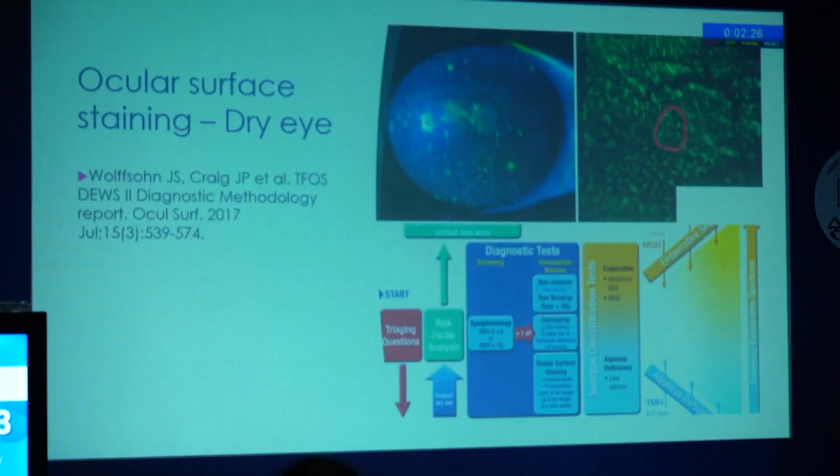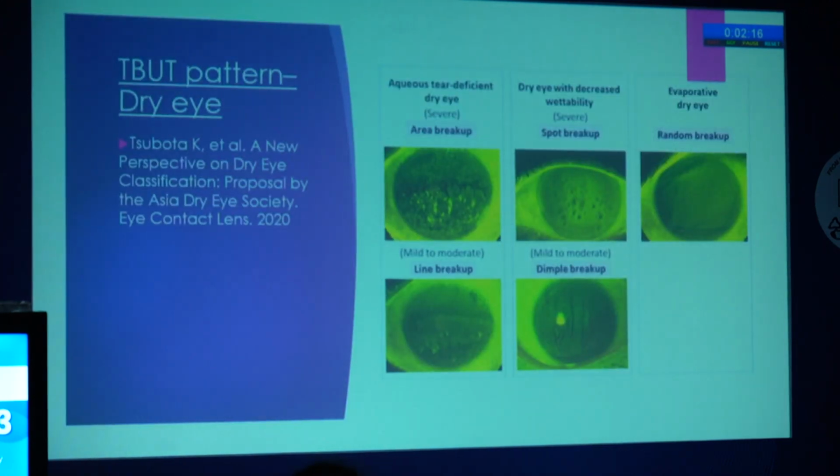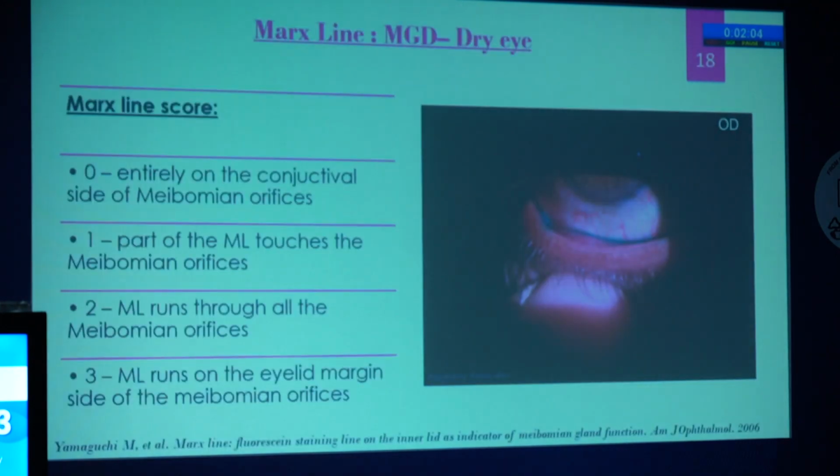Then there are various applications. We all know that dry eye diagnosis talks about having more than 5 corneal stains and more than 9 conjunctival stains as one of the diagnostic steps. There are different grading patterns, and this has been recommended by the AIOC Society of Dry Eye, and it talks about different patterns of tear breakup, which indicate different types of dry eye. Marx line: in cases of MGD, there is this anterior shifting of Marx line.